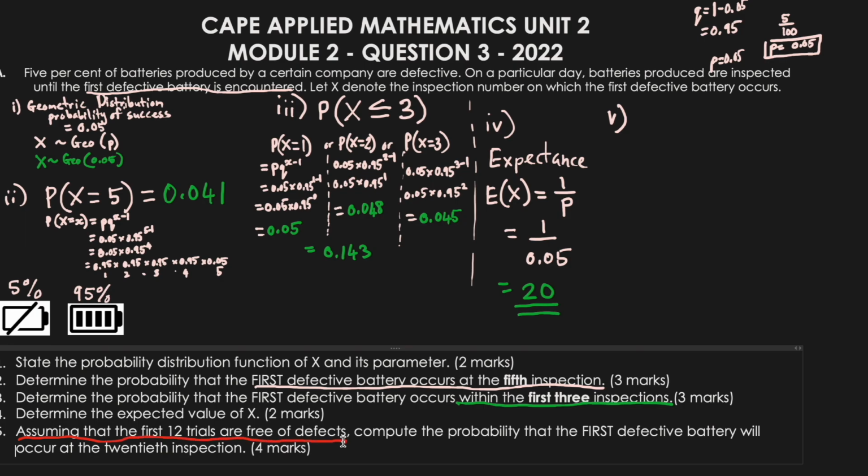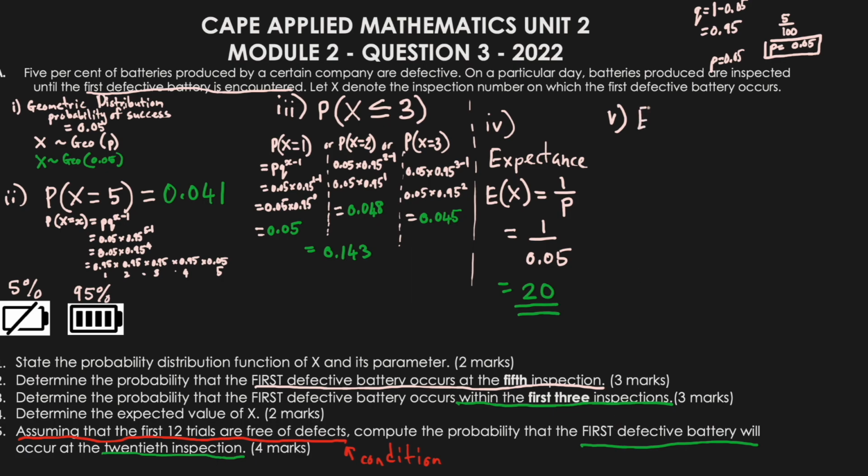Now when you look at this, it's giving us a condition. This here is a condition. So we know that this is conditional probability. Now the second piece says compute the probability that the first defective battery will occur at the 20th inspection. So let's talk about this one here first. We have two different scenarios here.